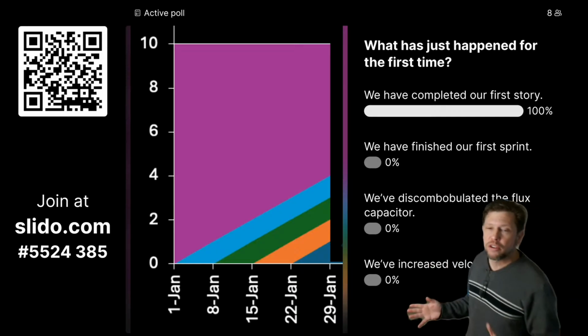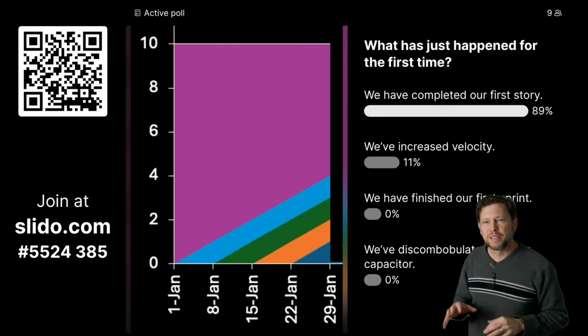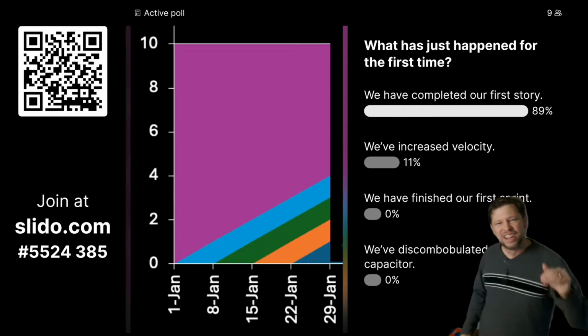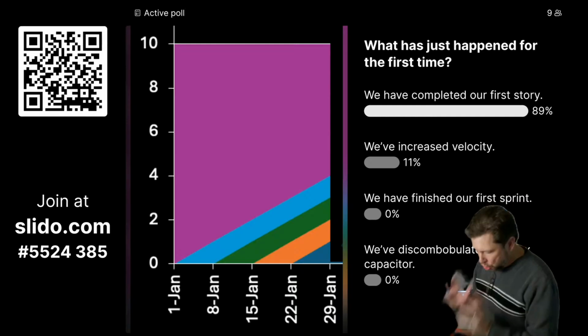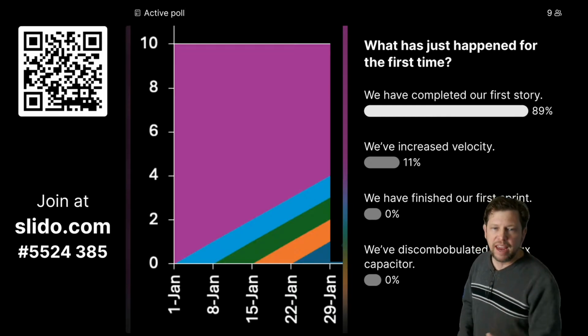Okay, so we've completed our first story. This is the first point, something about a flux capacitor. This is the first point we've gotten to where something is actually earning a return on investment. It's gotten through. It's in the hands of the users now.